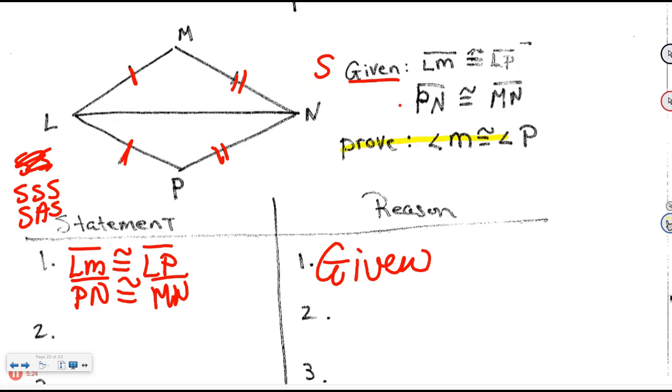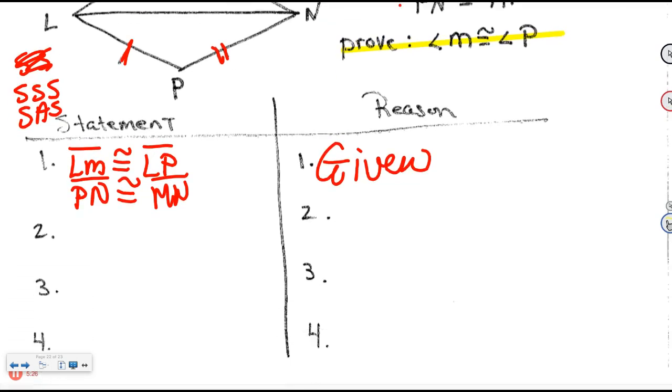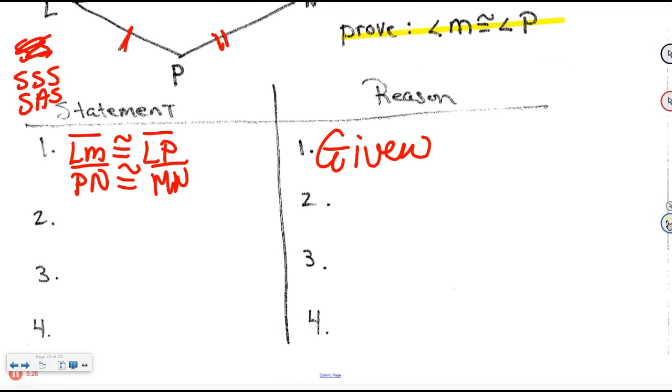I then go right here and say, what am I being asked to prove? Angle M is the same as angle P. These aren't full triangles, these are parts of triangles. So I go CPCTC. Notice I work off the front end and the back end first.